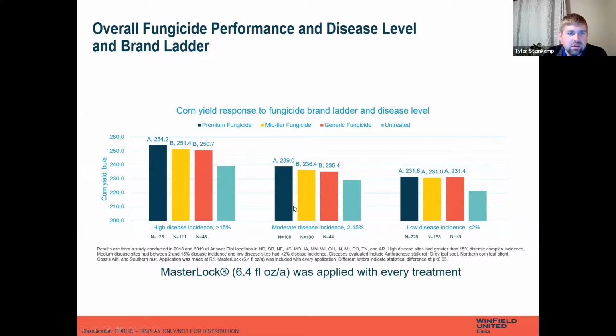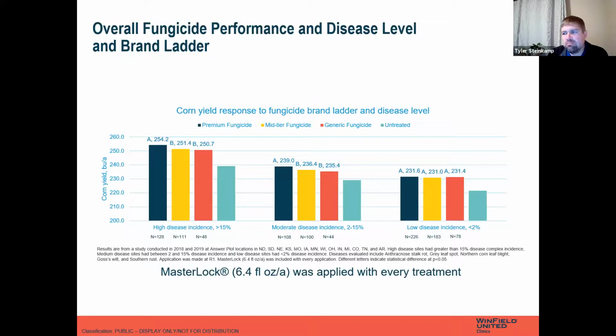Okay, moderate still had pretty good yield differences here, a little under 3 bushels between the premium and mid-tier. And then as we went down, you can see some of the differences there. It was about a 1 bushel difference there between the mid-tier and generic. The low disease incidence, guys, is where we don't necessarily see as much difference between the premium, mid-tier, and generic type fungicides. Okay, we just weren't seeing it.